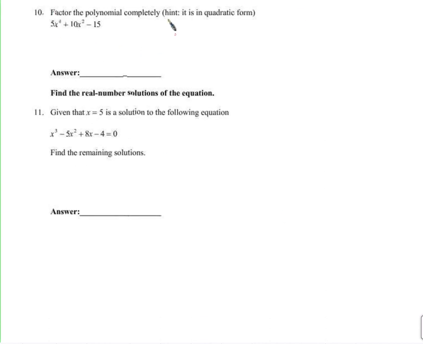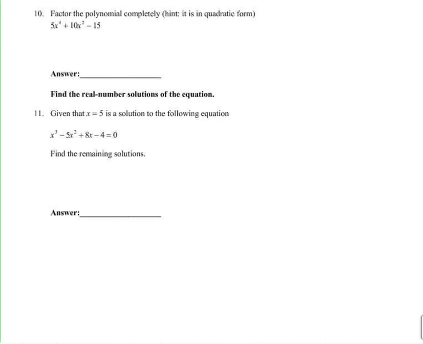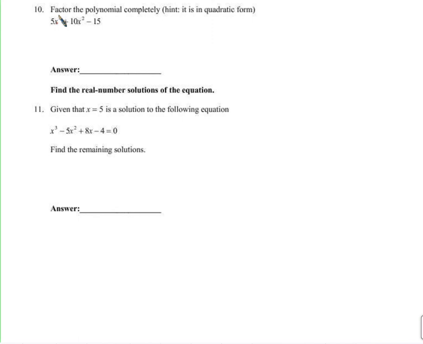Factor the polynomial completely. Hint, it's in quadratic form. What does that mean? It means I treat x to the fourth like it's x squared, and x squared like it's just x, right? So I should be able to factor it as x squared and x squared plus something, just like I would if it was just x squared here and these were x's. But first, I'll factor out a 5, because that'll be really helpful.